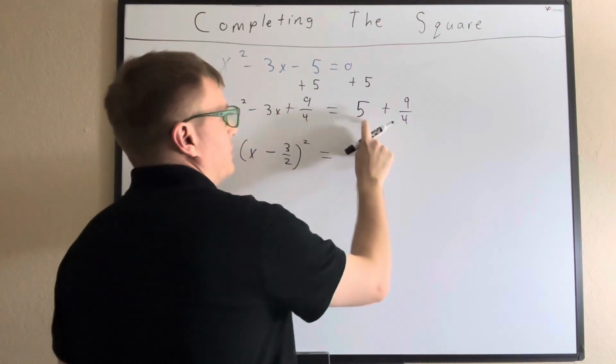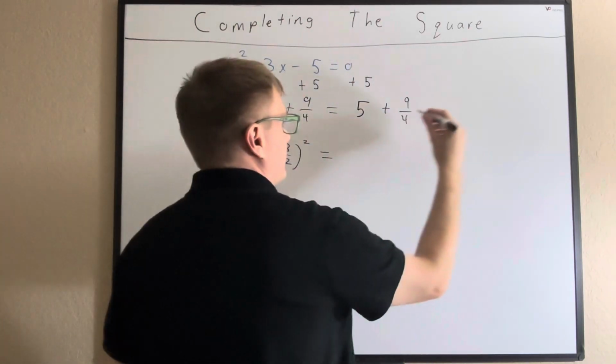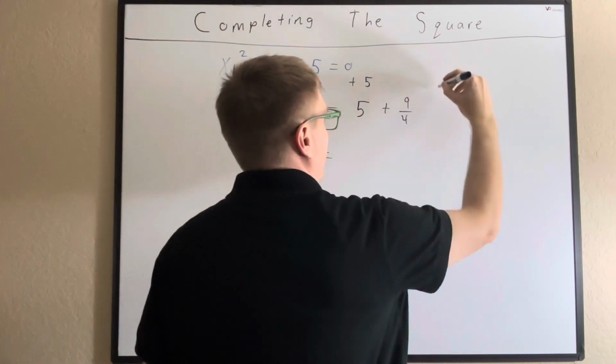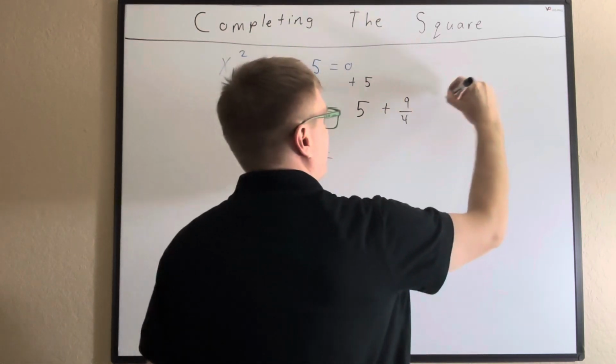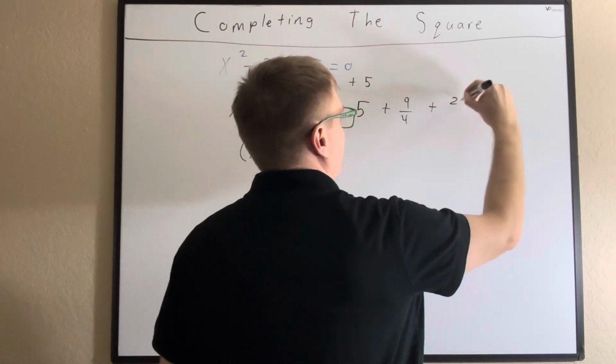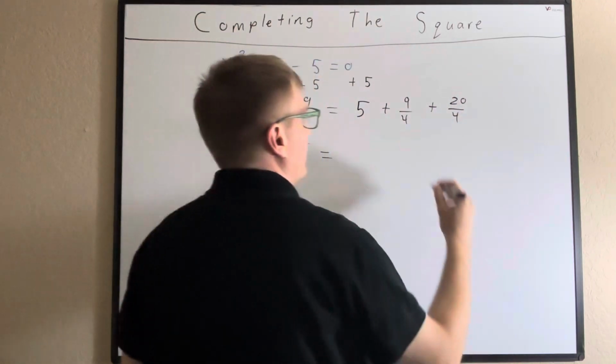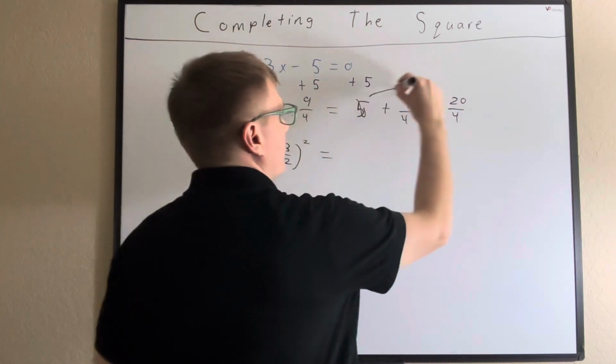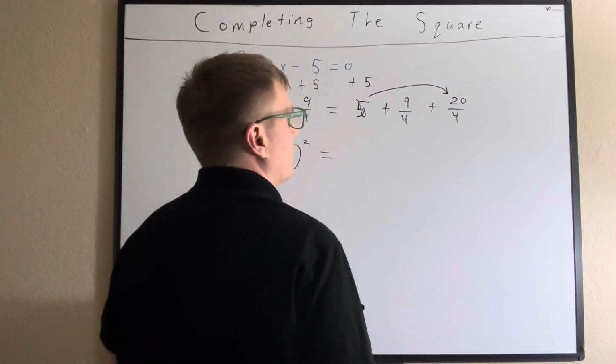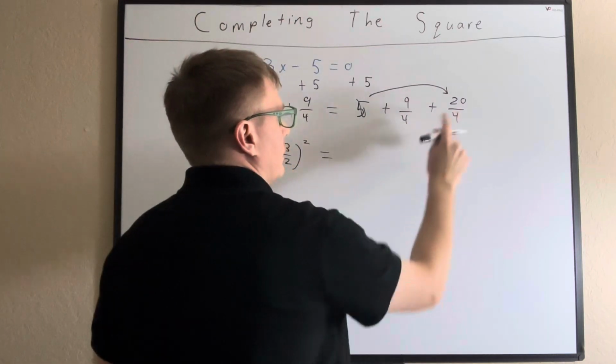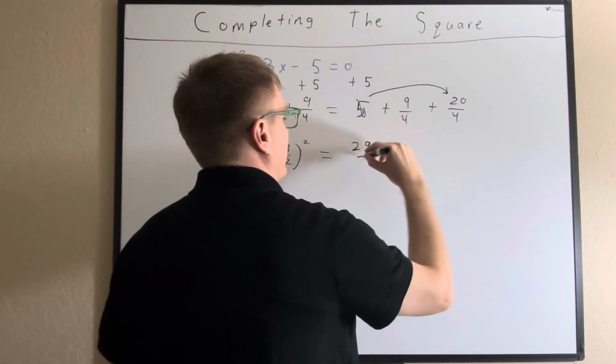So what's 9/4 plus 5? Well, we need common denominators, right? So 5 times 4 over 4. 5 times 4 is 20 over 4. So 9 plus 20 is 29 over 4.